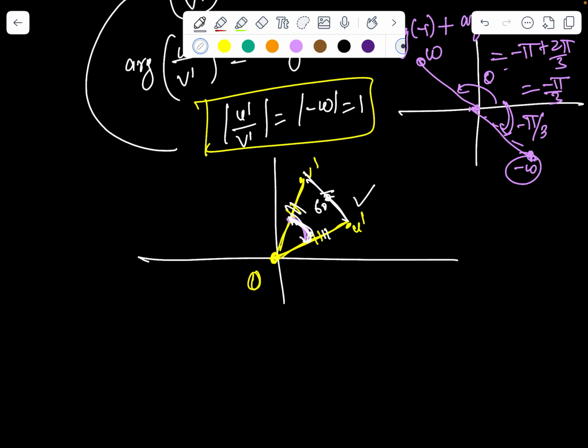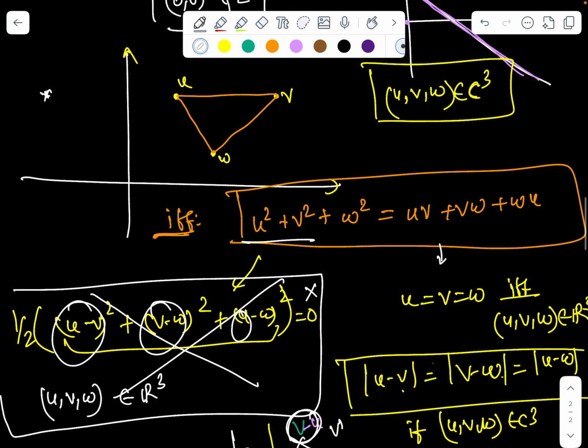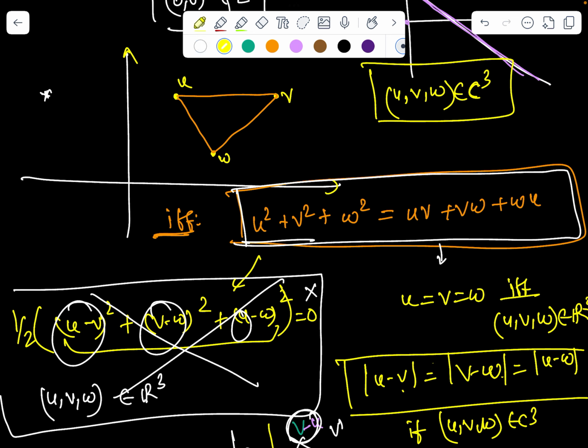So that was a beautiful proof, and you can see this single equation packages an equilateral triangle in itself.